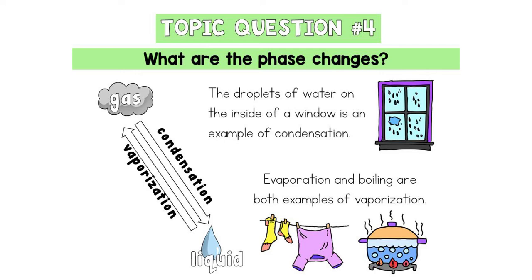There are two types of vaporization: evaporation, which occurs naturally even if you don't add an external heat source, and boiling, which requires you to purposefully heat the substance up. The opposite of vaporization is called condensation. Condensation occurs when you remove thermal energy from a gas to make a liquid. Droplets of water on the inside of a window is an example of condensation. Another one would be if you have a really cold drink and water forms on the outside of the glass.